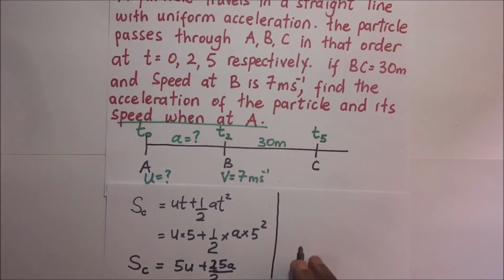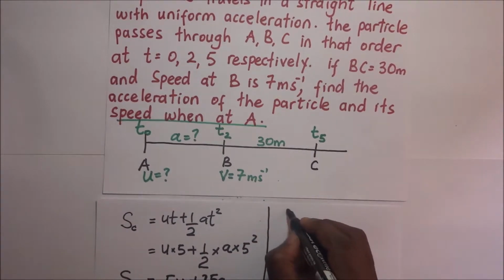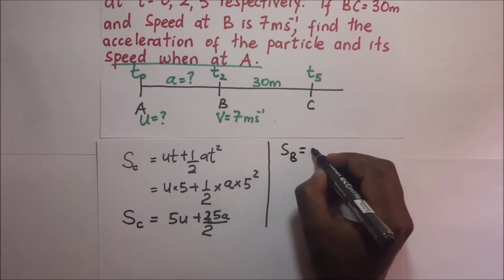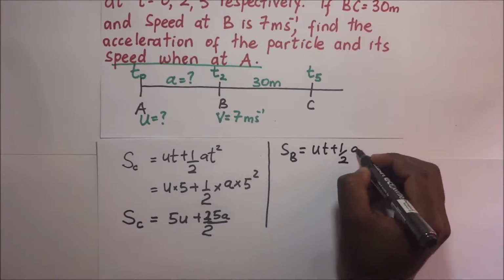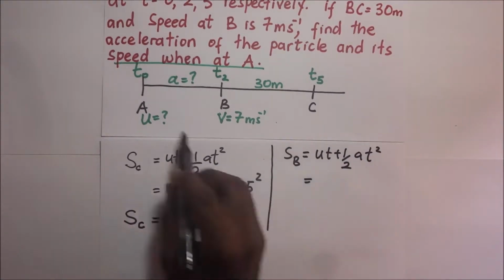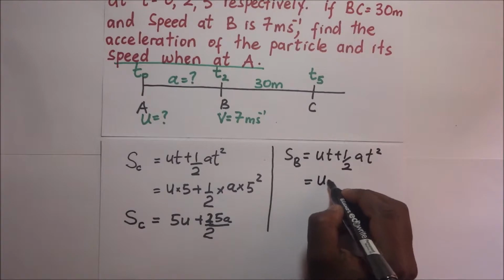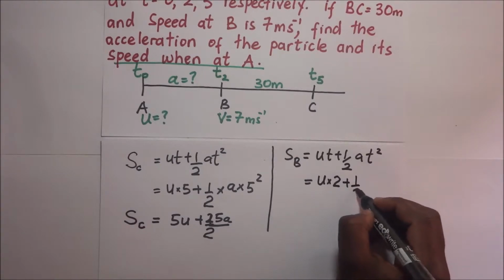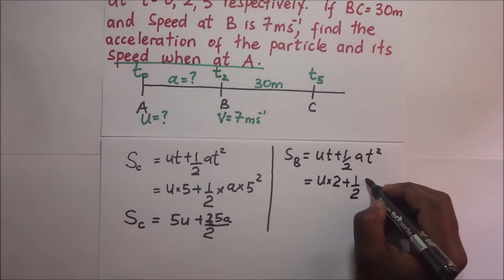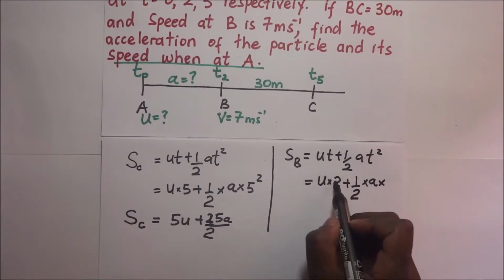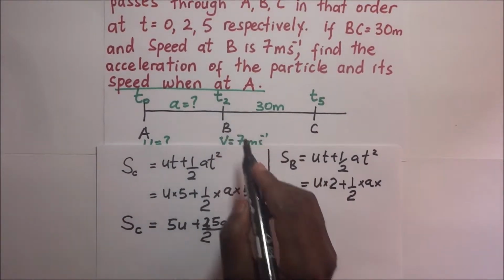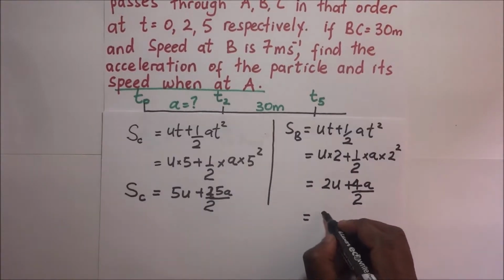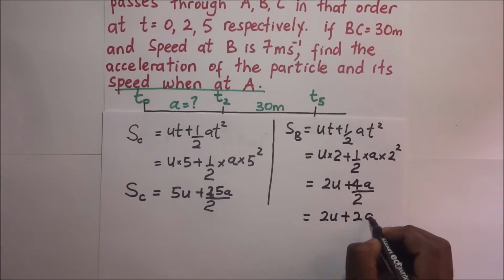So let's also get the distance covered at B. SB, the distance covered at B, is going to be equal to still ut plus a half at squared. The initial velocity, of course, is not known, so it's u times t. The t at B is 2, so it's u times 2, plus a half times the acceleration, which we still do not know, times time squared. The time at point B is 2, so it's 2 squared. And so we shall end up with our SB as 2u plus 2a.